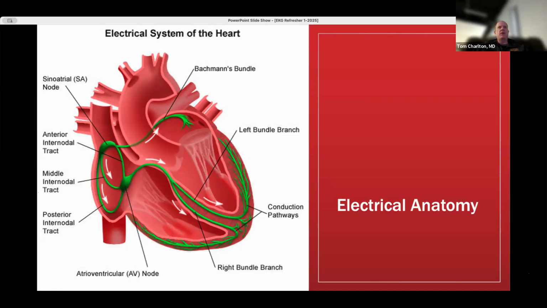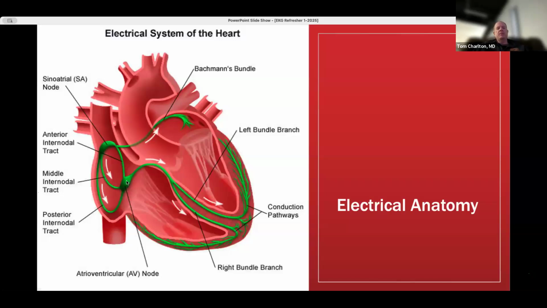That AV node basically takes its orders from upstairs. So the AV node, if it doesn't receive an order to pass on a message, it itself depolarizes at about 45 beats per minute. So if for some reason your sinoatrial node gets damaged, your AV node has a backup and will depolarize at 45 beats per minute.